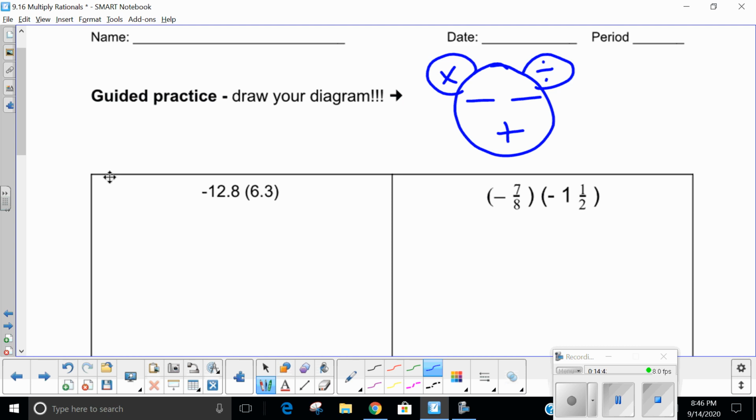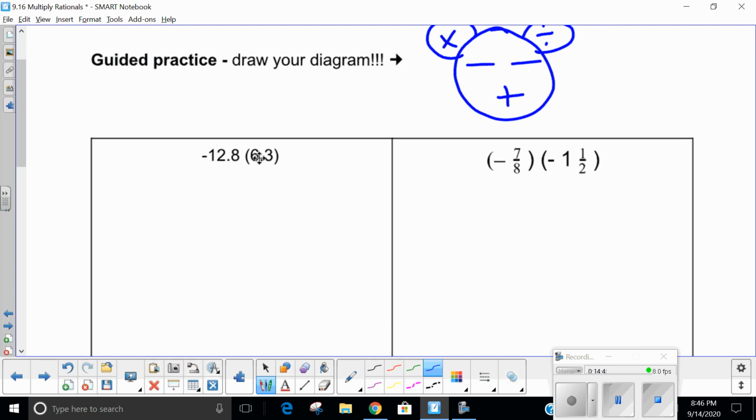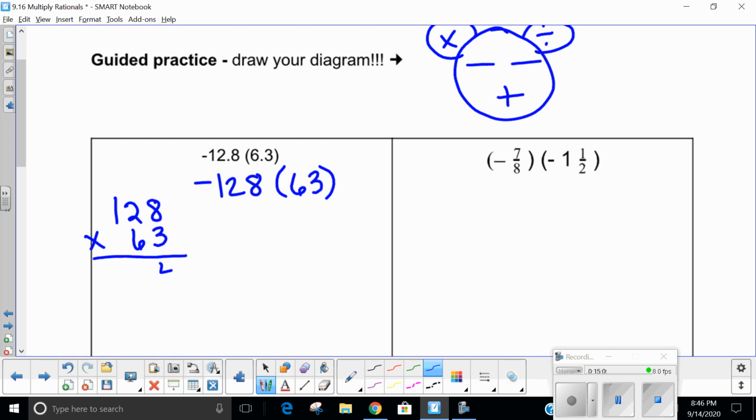So we have a decimal. We ignore the decimal point and we change this to negative 128, and we change this to 63. And then we're going to do the math. Now we have to do 128 times 63. So we have 3 times 8 is 24, carry the 2. 3 times 2 is 6, plus 2, so 6, 7, 8. 3 times 1 is 3.